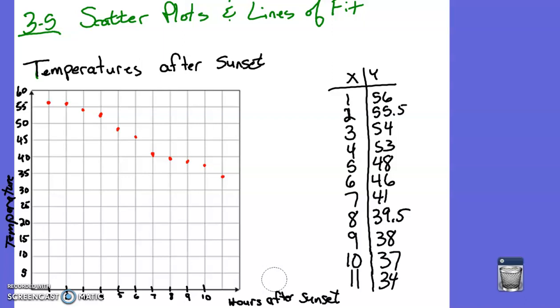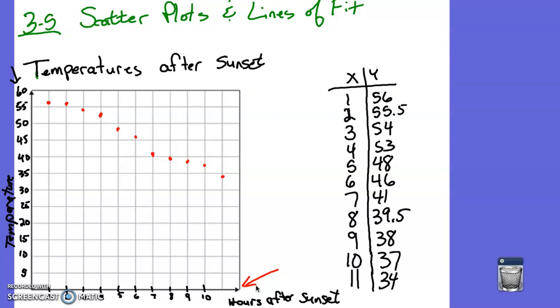In this example, we have temperatures of a certain place after sunset. And you can see after the sun sets, the temperature starts to drop. I have my XY chart, my list of data, and then I just plotted all of those points. Notice this is temperature over on the side, temperature in Fahrenheit. And the X axis is hours after sunset. So 1 hour afterwards, 2 hours afterwards, and so forth. And you can see the temperature keeps dropping afterwards.